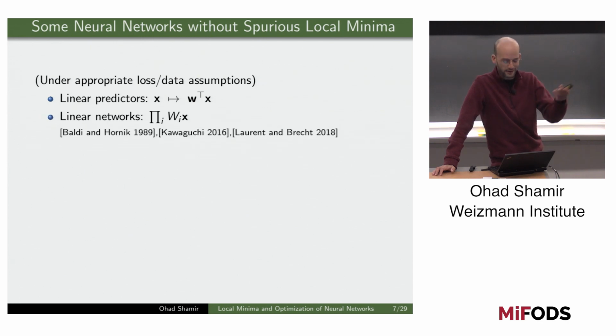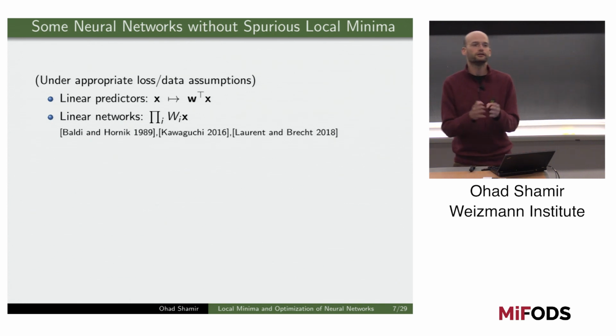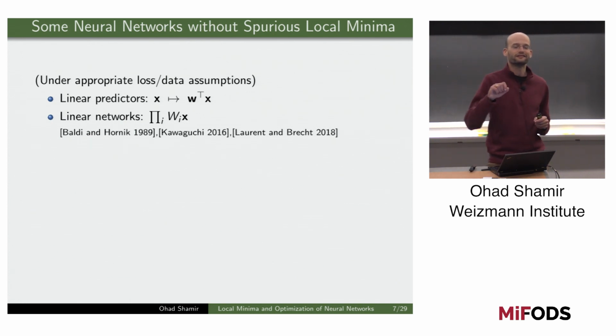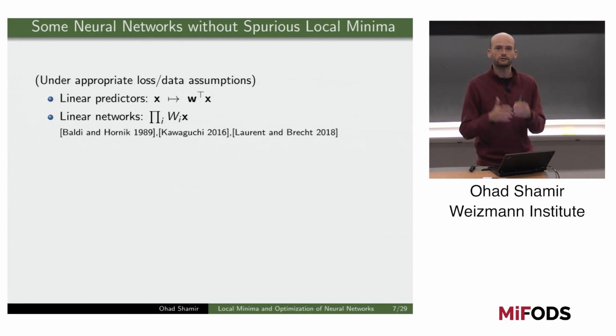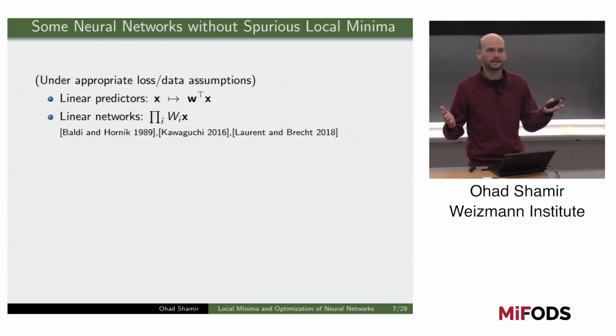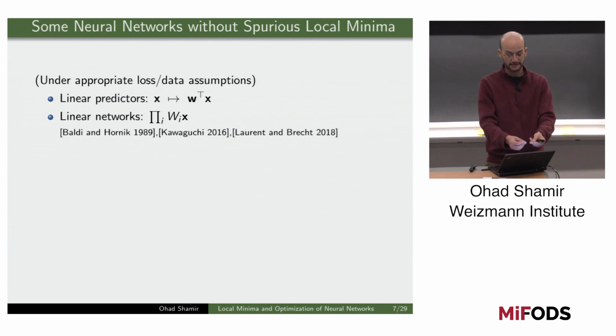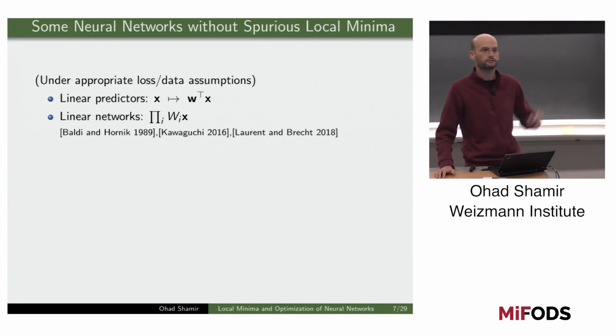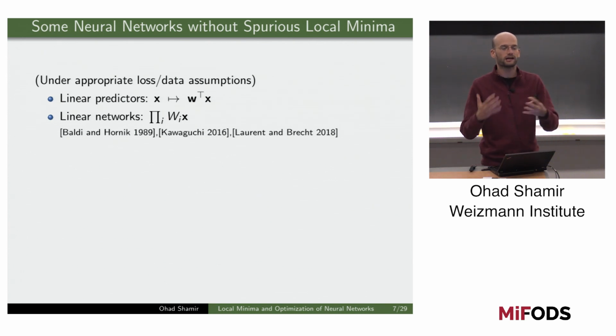Trying to get closer to actual neural networks, linear networks, which I'm going to return to later on, were also shown not to have spurious local minima. So this is essentially a neural network, but where the nonlinear activation functions are removed. So we just end up with a product of matrices. Of course, in terms of expressiveness, this is the same as a linear predictor, but the point is this is still a non-convex optimization problem in this parameterization, which apparently captures some of the complexity of neural network optimization.